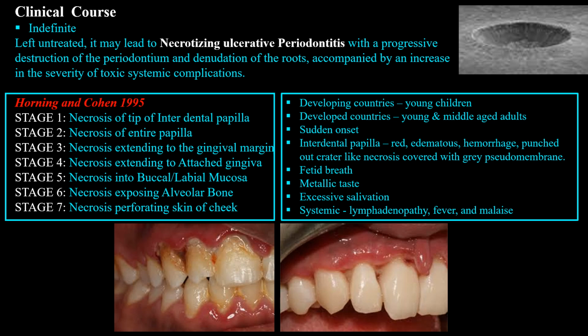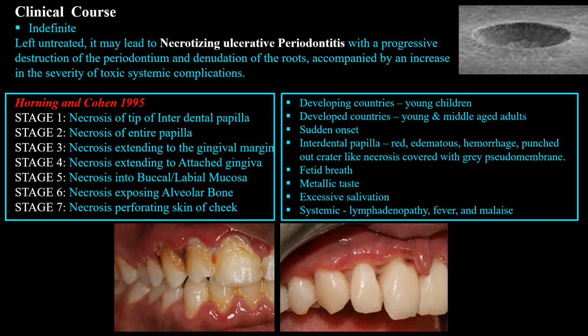If left untreated, it will result in necrotizing ulcerative periodontitis, which is a progressive destruction of the periodontium where there is going to be denudation of roots. This is also accompanied by an increase in the severity of systemic toxic complications.